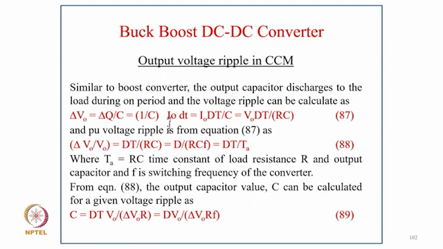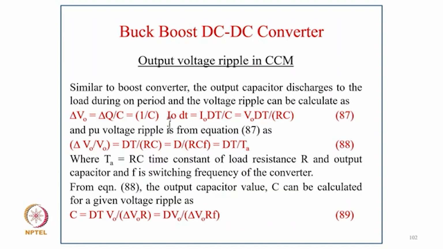So now coming to the buck-boost converter operation in continuous conduction mode, output voltage ripple. Similar to the boost converter, the output capacitor discharges to the load during the on period, and the voltage ripple can be calculated as delta VO equal to delta Q upon C, that is 1/C times the integral of IO dt, or VO D T/RC, and the per unit voltage ripple is defined from this.